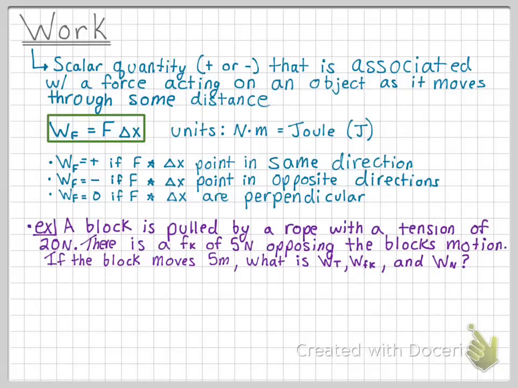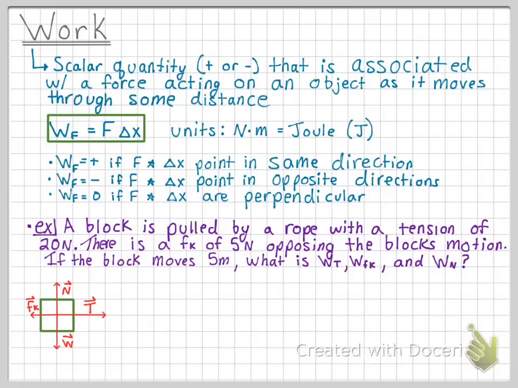A block is pulled by a rope with a tension of 20 newtons. There is a kinetic friction force of 5 newtons opposing the block's motion. If the block moves 5 meters, what is the work done by the tension force, the kinetic friction force, and the normal force? Alrighty, so the first step is to draw a free body diagram. So we have a normal force acting up, a weight force acting down, a tension force acting to the right, and a kinetic friction force acting to the left.